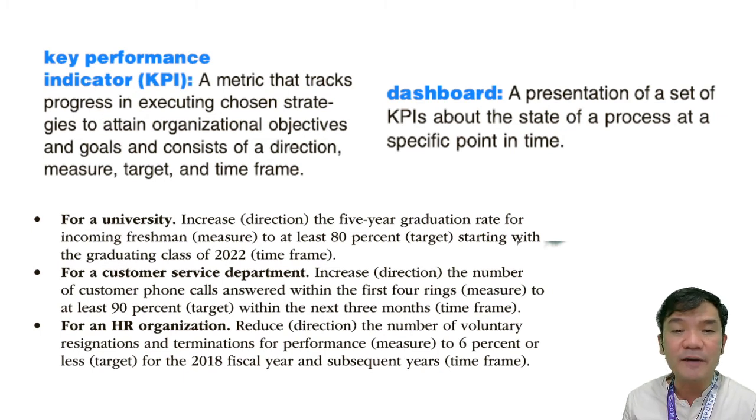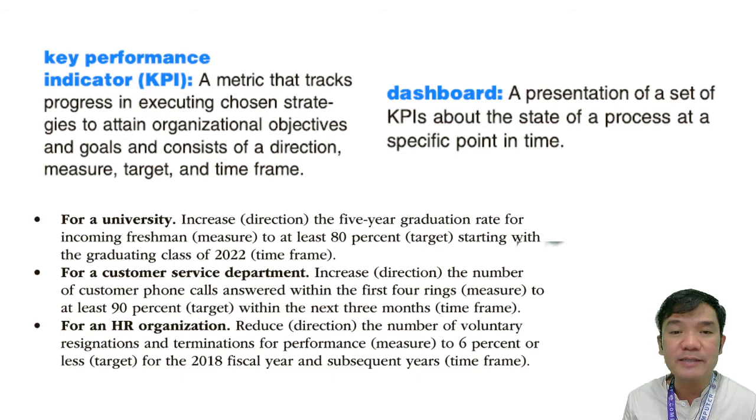So here we will consider a KPI: how many components do we have? 1, 2, 3, and 4. So there are components or attributes that define a KPI, and it's clear already that there's a direction aspect, a measure aspect, a target, and the time frame. So here we give examples of a correct KPI to be used in decision making or in data mining concepts or business intelligence in general.